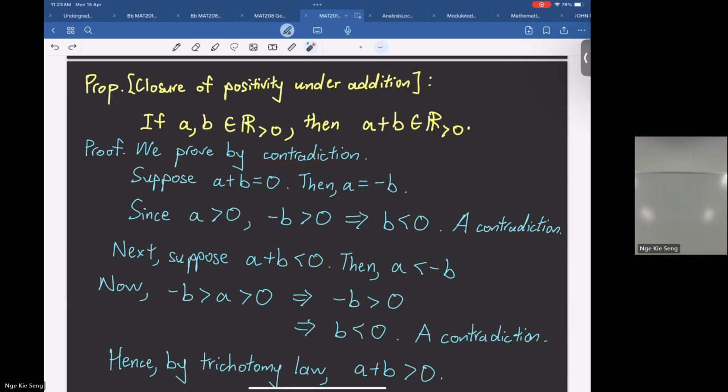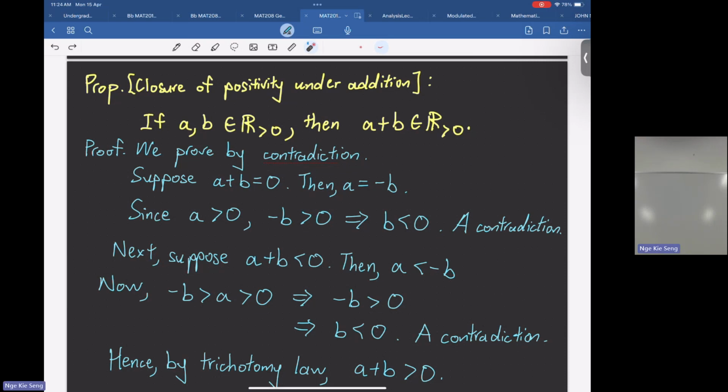Okay. How about the other case? Can A plus B be less than 0 or not? Suppose it is less than 0. What happens? I can add minus B on both sides. In this case, minus B is greater than A. But minus B greater than A means what?